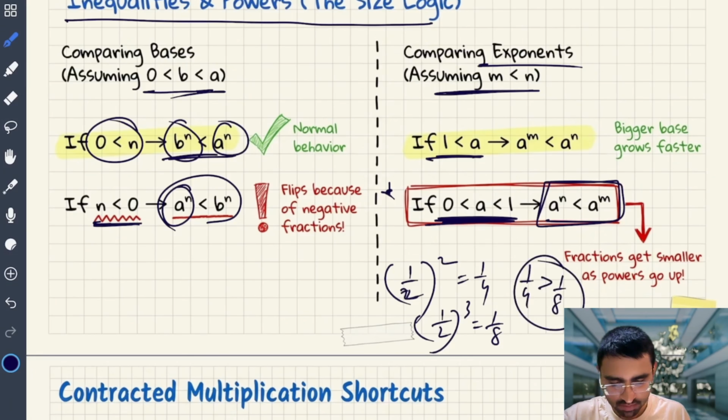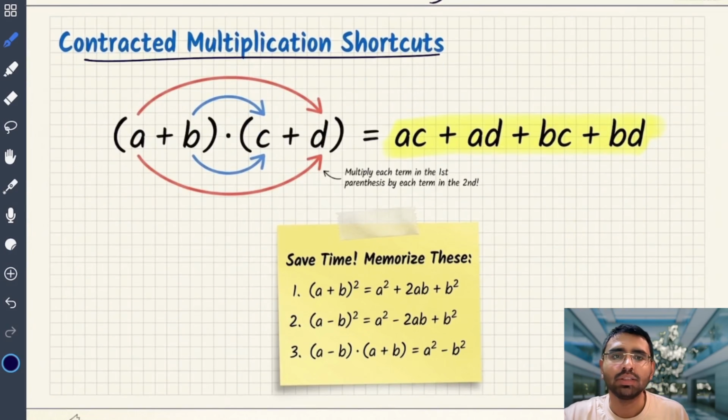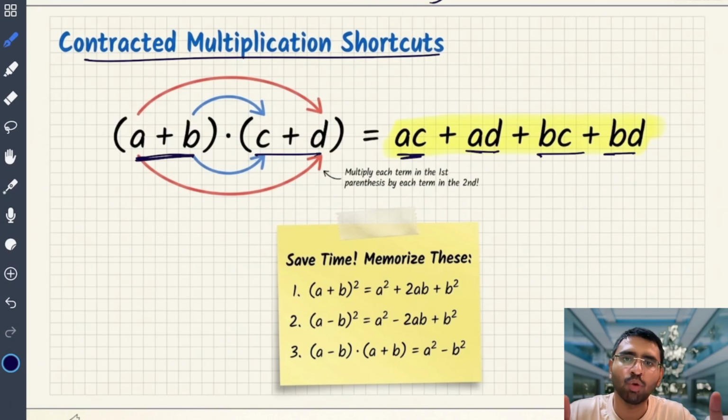Simple concept. Coming to the next, contracted multiplication shortcuts. It gives a trick to minimize the time to solve the problems. For example, a plus b multiplied by c plus d. We can write it as ac plus ad plus bc plus bd, because we have to first multiply a with c and d both. So multiply each item in the first parenthesis by each item in the second bracket. So it will save time.